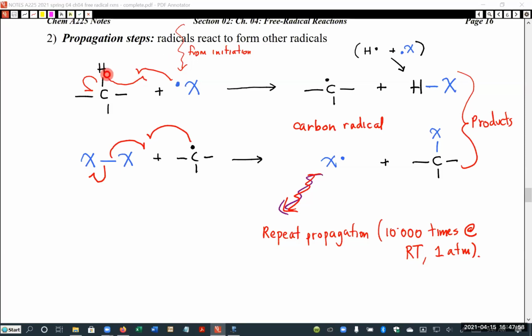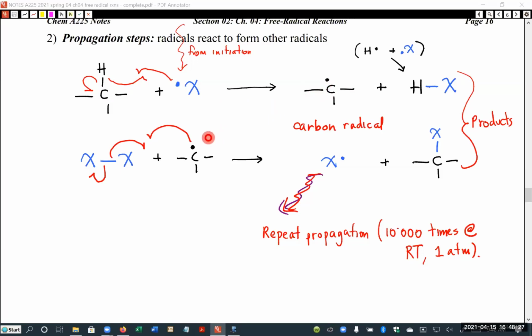So by pulling the electron out of the bond, what that does is those electrons pair up and they make a new bond. So this halogen removed the hydrogen. So we would make a hydrogen to halogen bond. The other electron then comes out of the bond and moves on to the other atom. And that forms a carbon radical. So that's our first propagation step. Now we have a carbon radical.